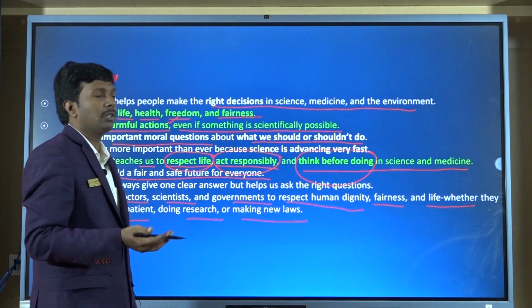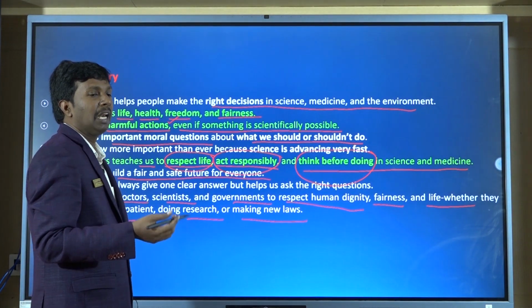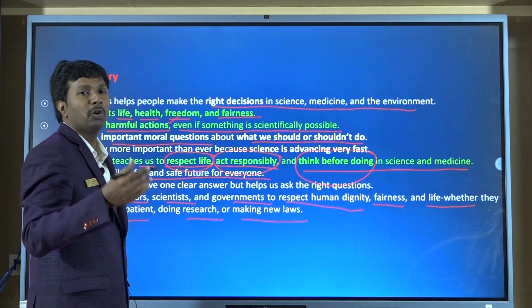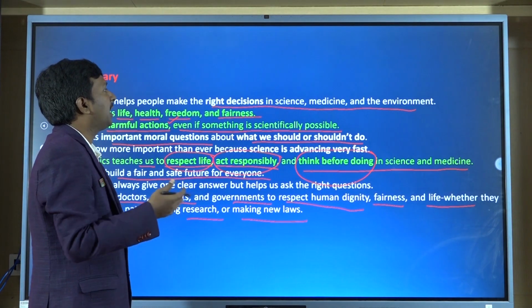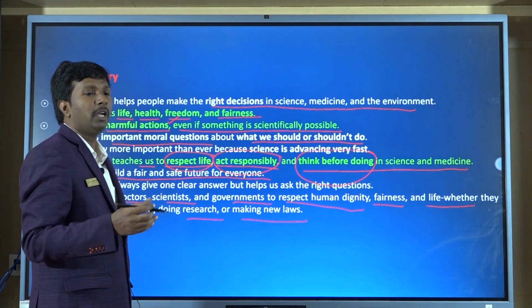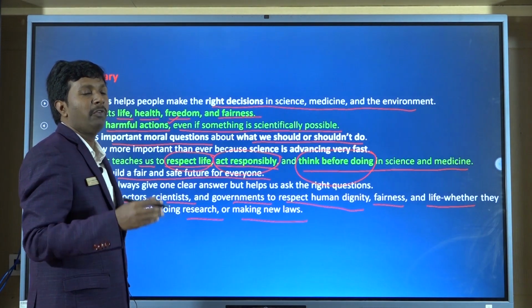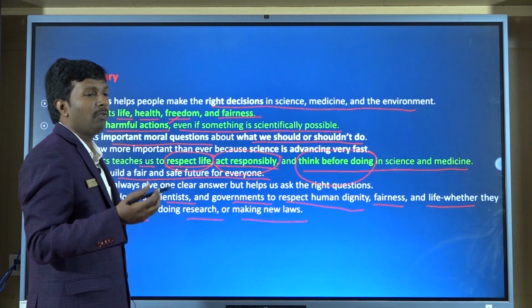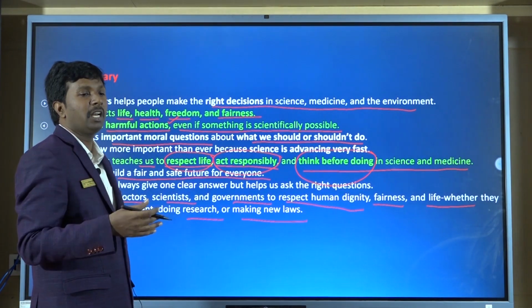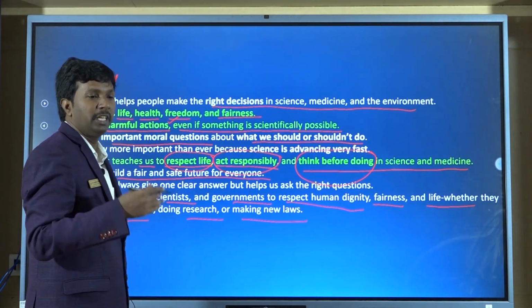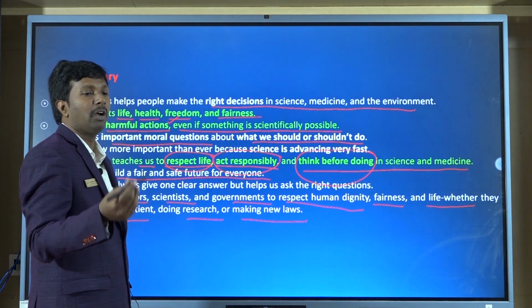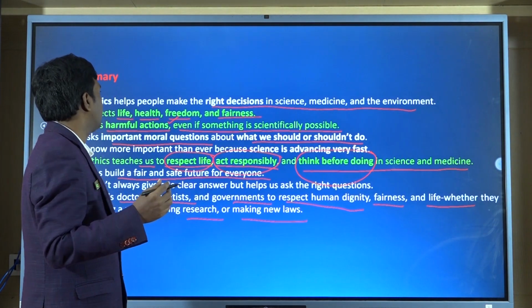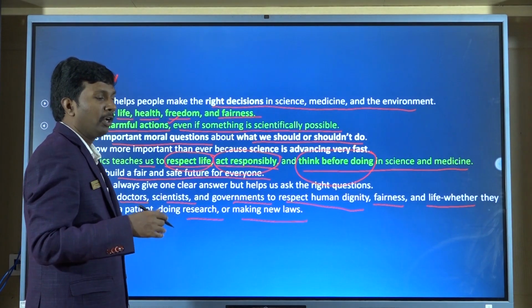So it helps us in how we should live our life and take better decisions. Whenever you are working with science, technology and medicine, we have to take better decisions and do it the right way. We have to always think, when working with science, medicine, environment and biology, whether it is the right or wrong way, and we have to do the right thing. So this is all about bioethics.